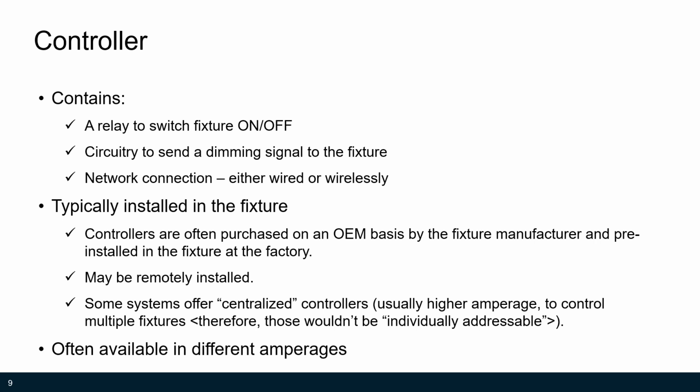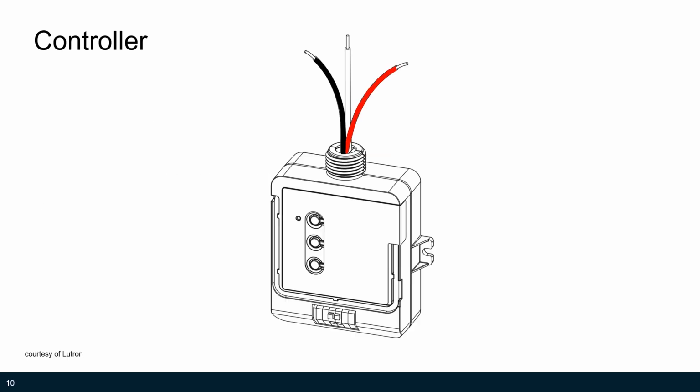These may have to be remotely installed in the plenum, for example. That may depend on whether or not there's enough space in the fixture housing to contain these, so it's possible to remotely install them. And some systems have larger and higher amperage centralized controllers. If you were to do that, then the fixtures themselves wouldn't have individual addresses. So manufacturers often offer these in different amperages to meet the needs that you have in your particular project.